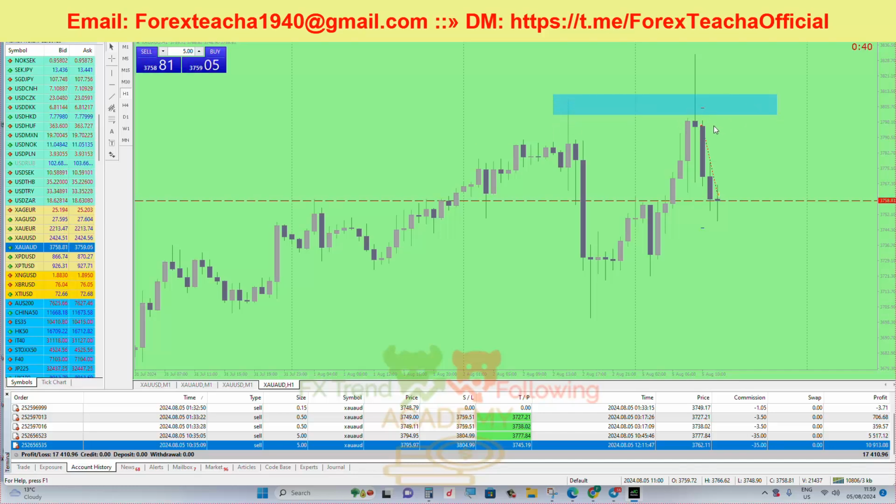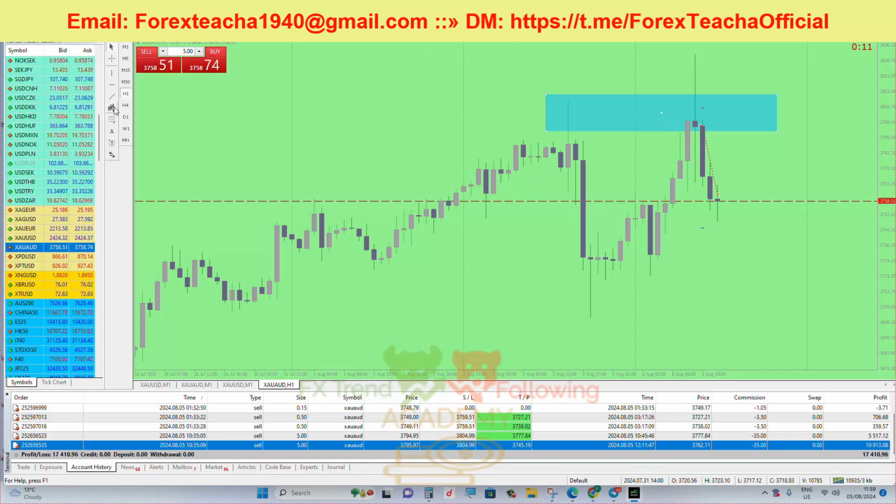If you come here, you see the same thing happened. It went into the same block right here, quickly went into the same block, and then it just rejected going back down. So there was a huge manipulation at this candle right here, because the market makers don't want you to know where exactly the market is going.